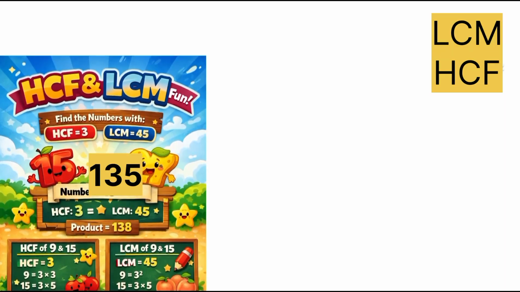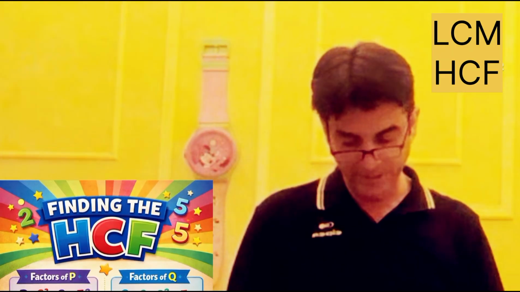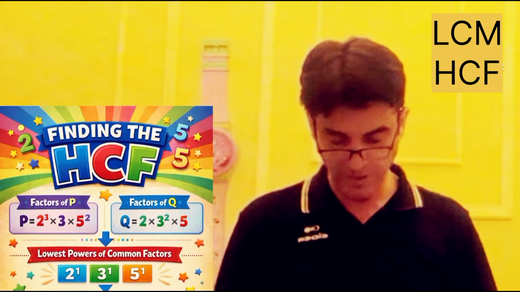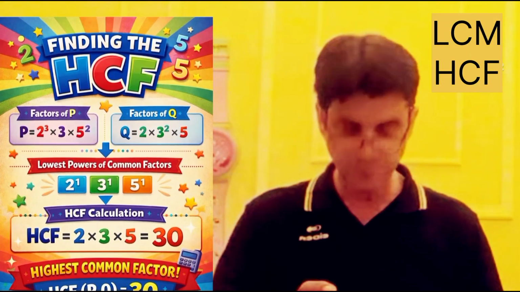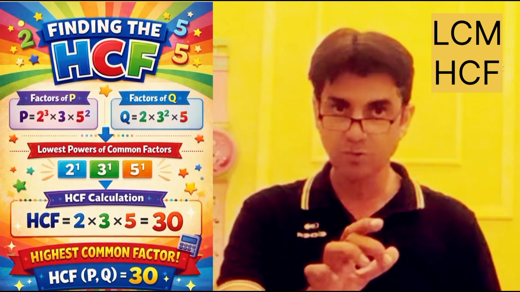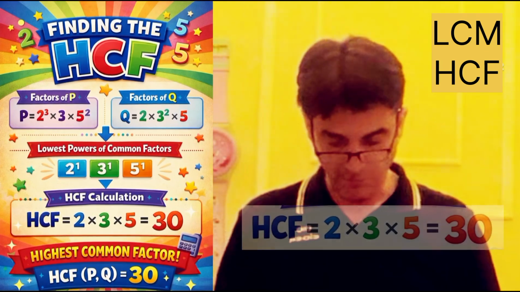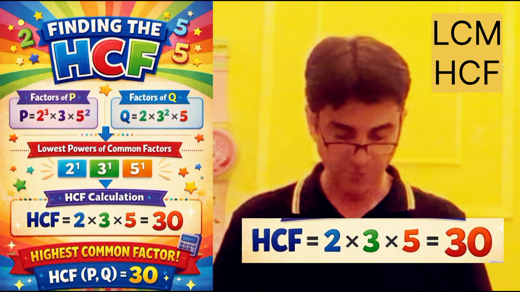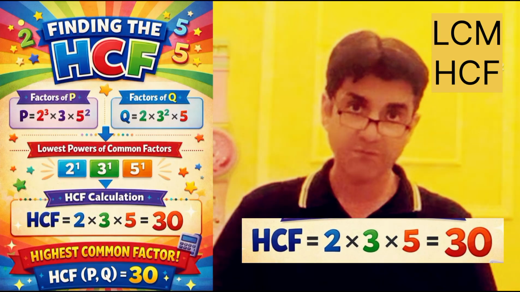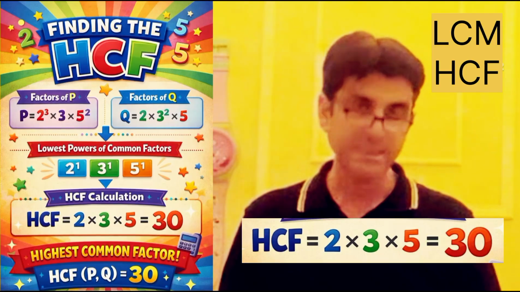Here we are given P as 2 cube multiply 3 multiply 5 square, and Q as 2 multiply 3 square multiply 5. We have to find the HCF. Once again, lowest power: 2 power 3 and 2 power 1, so we shall take 2 power 1. Similarly 3 and 3 square, we shall take 3 power 1, and 5 and 5 square, we shall take 5 power 1. So its HCF is 30.